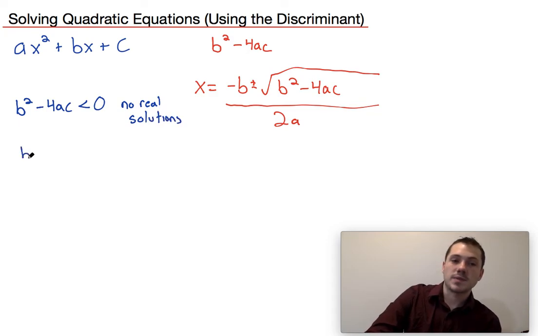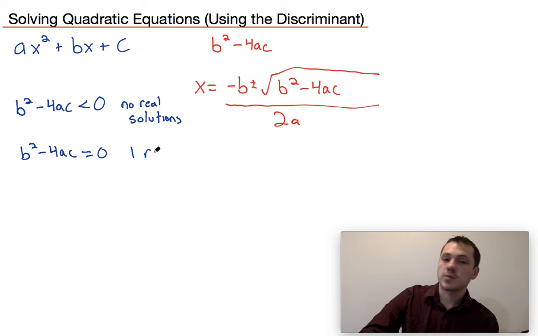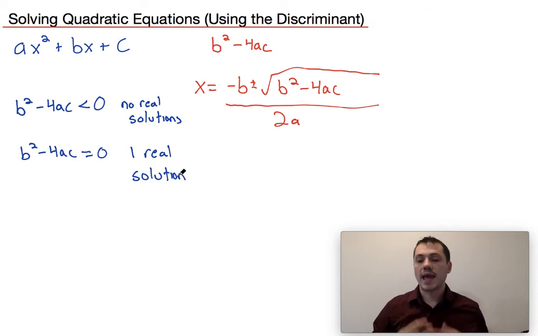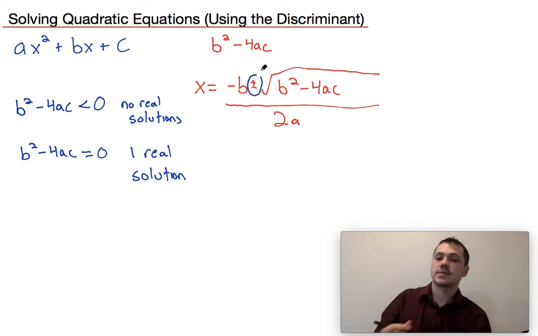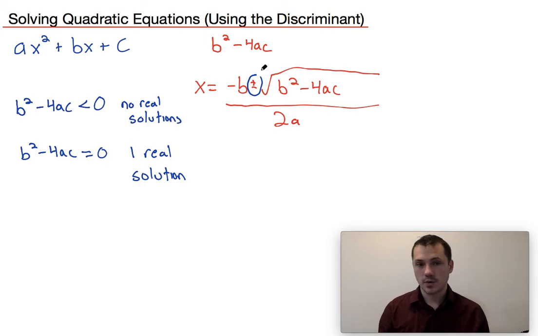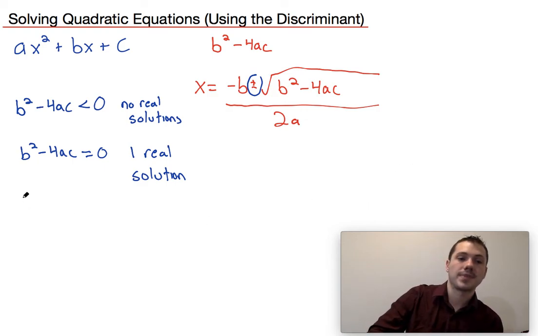Now, in the case where b squared minus 4ac is equal to 0, that's going to provide us with one real solution, because we can take the square root of 0. It's just that when we take the square root of 0, if we add 0 or subtract 0, key is this plus or minus right here, it doesn't matter. 4 plus 0 is the same as 4 minus 0. Negative 8 plus 0 is the same as negative 8 minus 0. And that's why we would get one real solution if the discriminant is equal to 0.